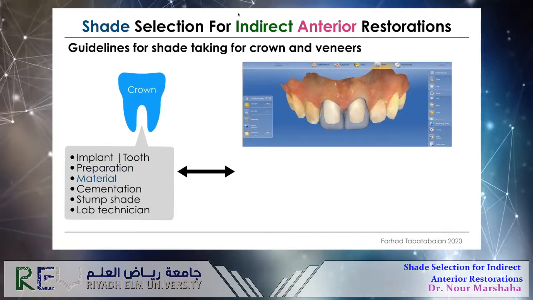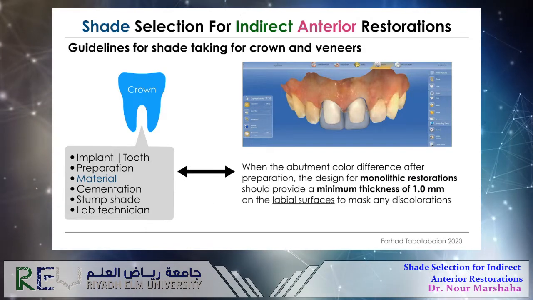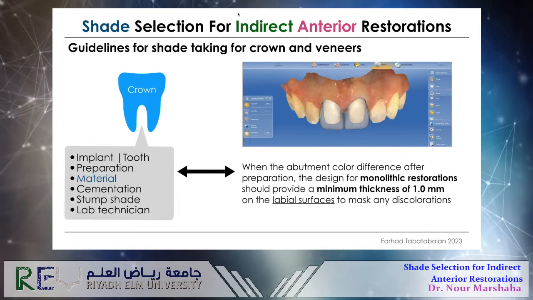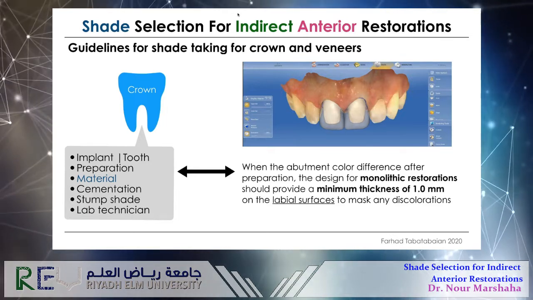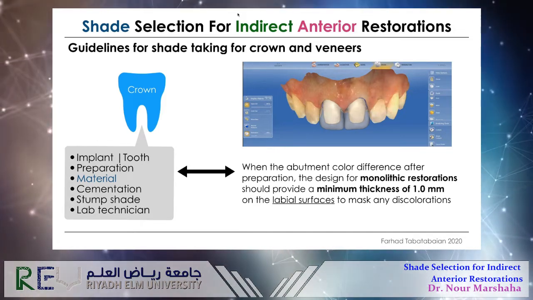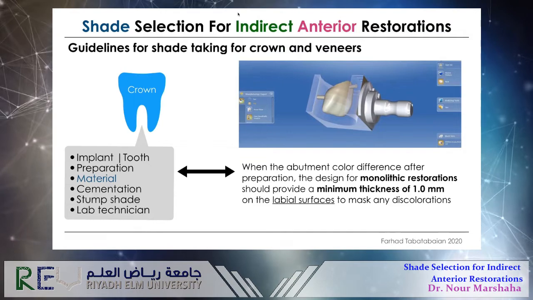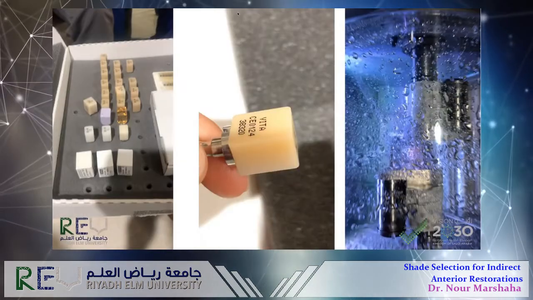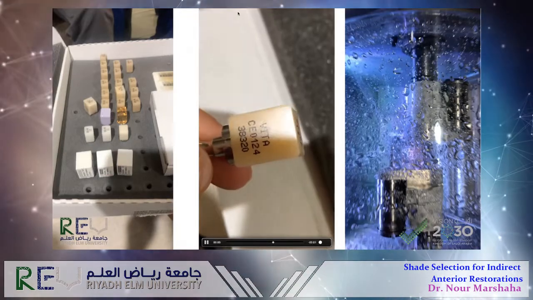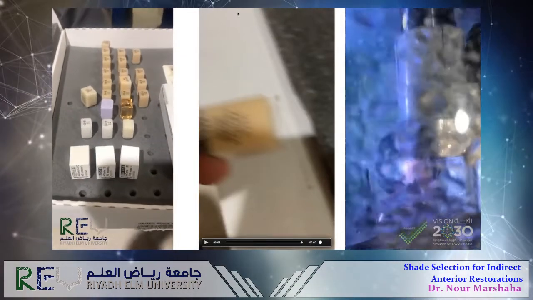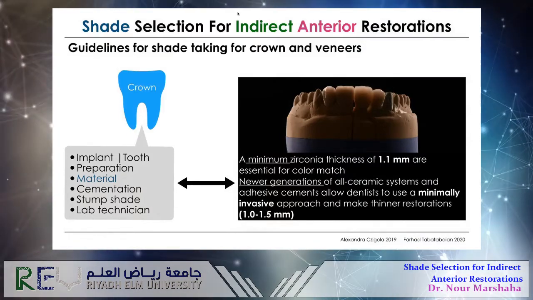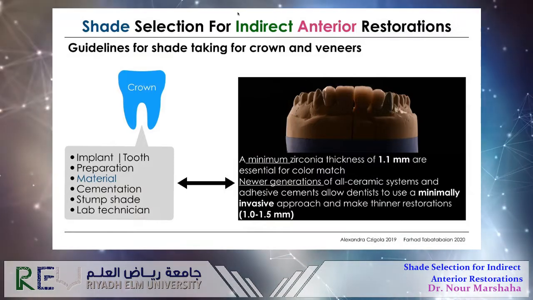We can see here the material and the CAD-CAM that we use at the dental clinic when there is an apparent color difference after preparation. The design for monolithic restorations should provide a minimum thickness of 1 millimeter on the labial surface to mask any discolorations. We can see here the CAD-CAM systems that we use at Riyadh Al University. And a minimum zirconia thickness of 1.1 millimeters is essential for color match.